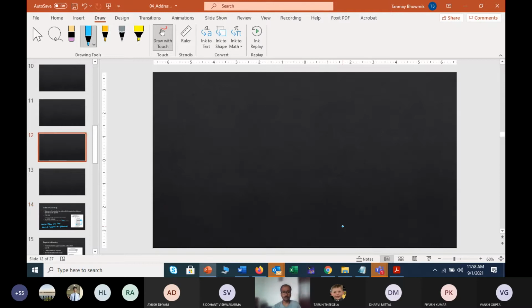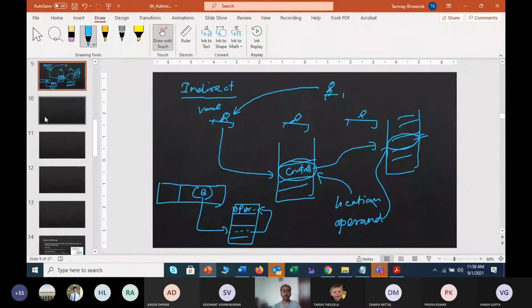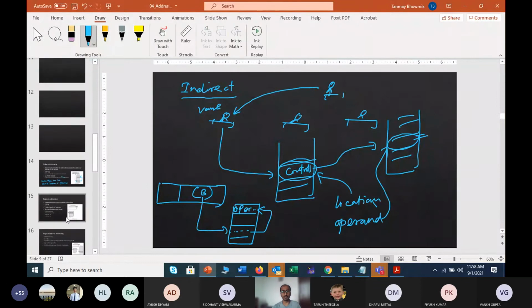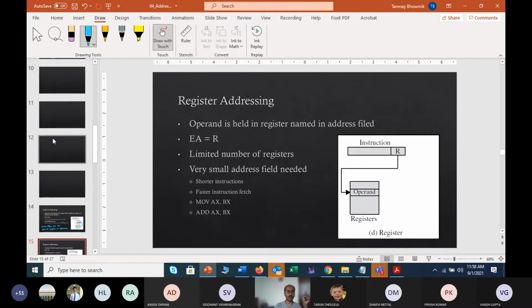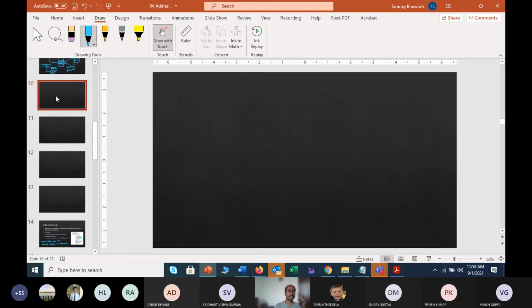So I hope that was understood. Now we will move to the next part, that is register addressing. Think about what we have done till now. We have our instruction, right? This was maybe the opcode, this was your mode, and this was your instruction.